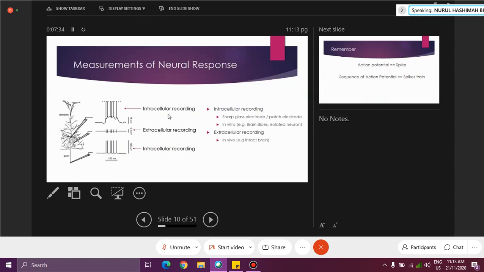You can see the intracellular recording and the extracellular recording. They are different, you can see the difference. Where the position of the electrode is gives different types of spike pattern.